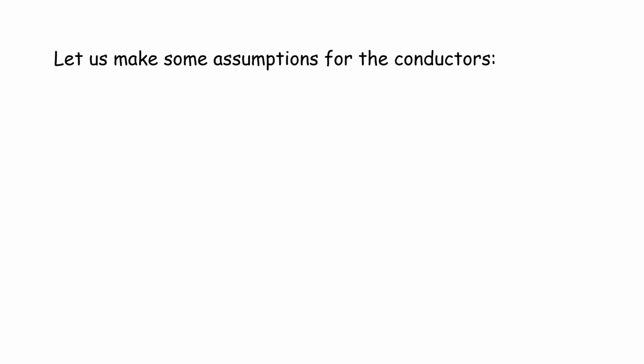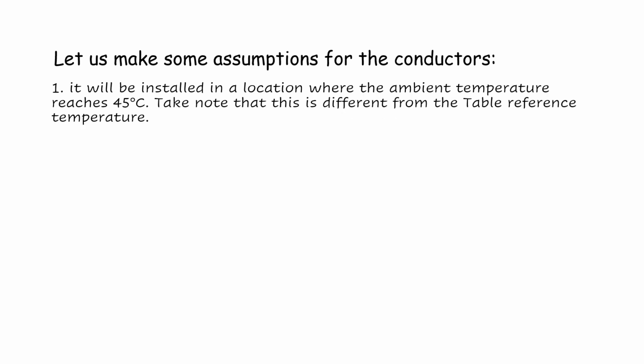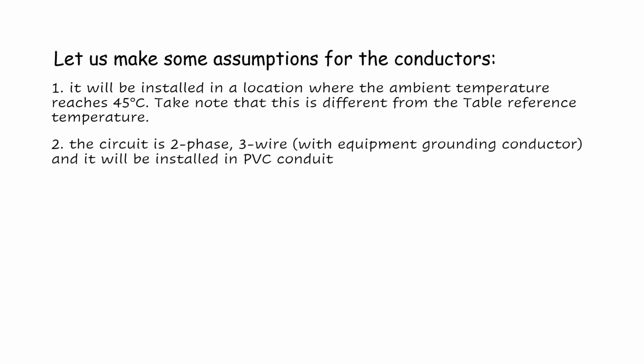So let us make some assumptions for the conductors. Number one assumption for our option B: it will be installed in a location where the ambient temperature reaches 45 degrees centigrade. Take note that this is different from the table reference temperature. So the cable will be installed in a location where the temperature reaches 45 degrees centigrade. One possibility is it will be installed outdoors, in a desert location. Number 2 assumption: the circuit is two-phase, three-wire, with equipment grounding conductor, and it will be installed in a PVC conduit.